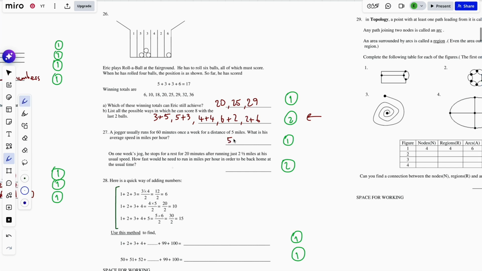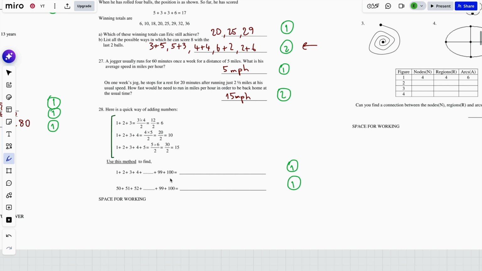27, we have 5 miles per hour. Again, you need the unit here, otherwise you don't get the mark. And part 2 is 15 miles per hour. Now, here, if you have only the answer, you can have both marks. But if you have the incorrect answer and you have some working, it really would depend on your working. If your working shows that you are doing the right thing, but you slipped up somewhere, then you can have 1 mark.